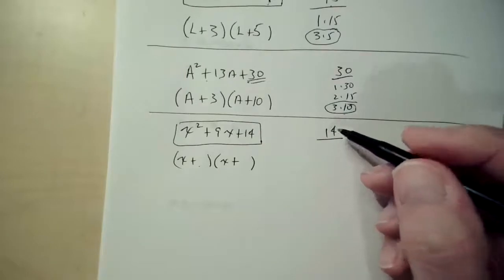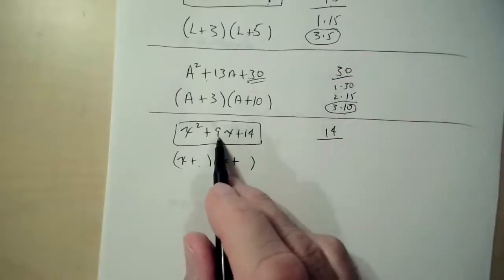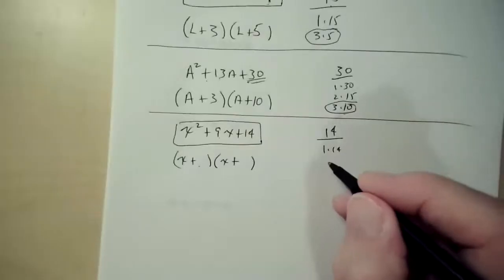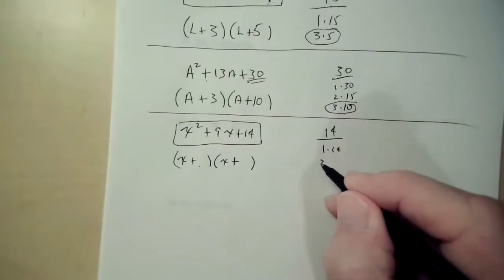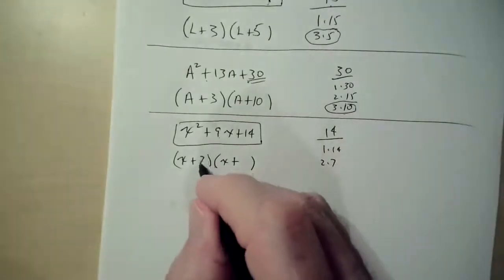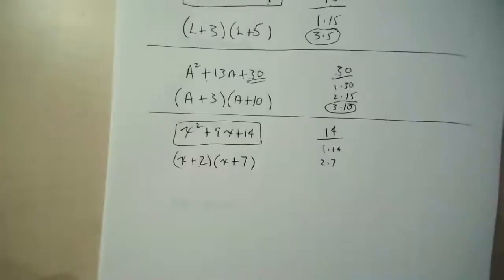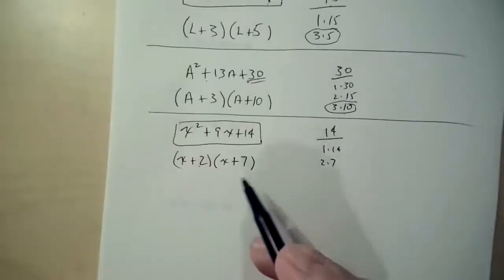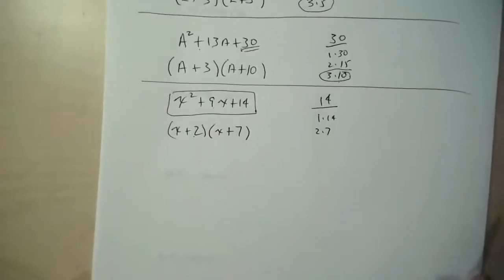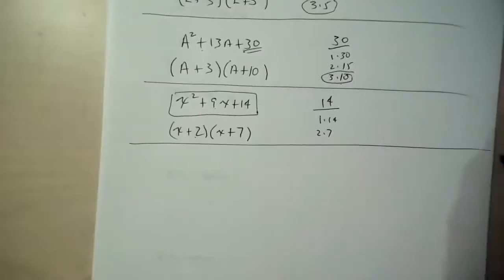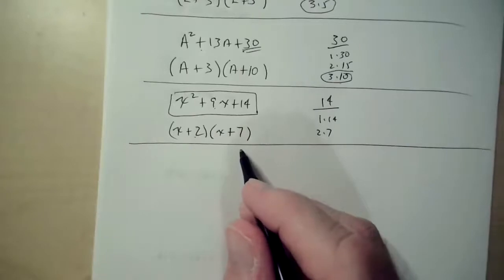Now, we want the factors of 14 that add up to 9. One times 14, 2 times 7. X plus 7, X plus 2. Good. 2 and 7, right? It's starting to make more sense. Okay. I'll show you how to get the factors. I'll show you how to do it on the calculator.